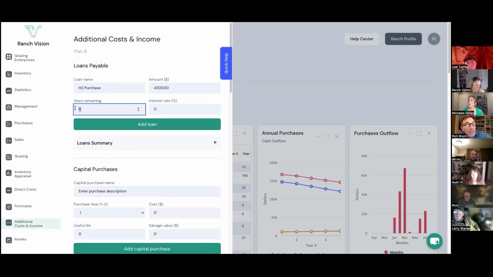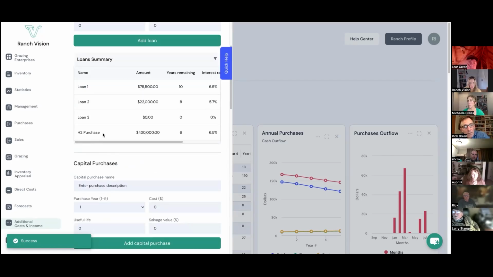When do you want to pay it off? 6 years. Okay, and any idea of the interest rate you might get? 6.5. Okay, and then go ahead and add it, and that's it.